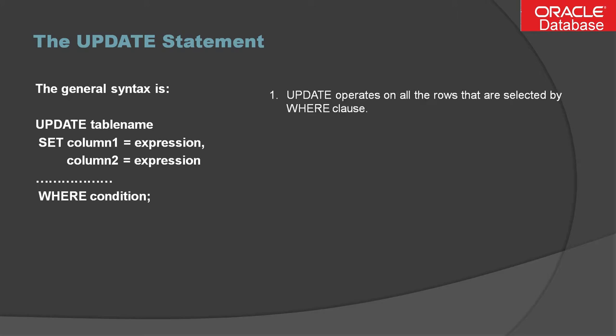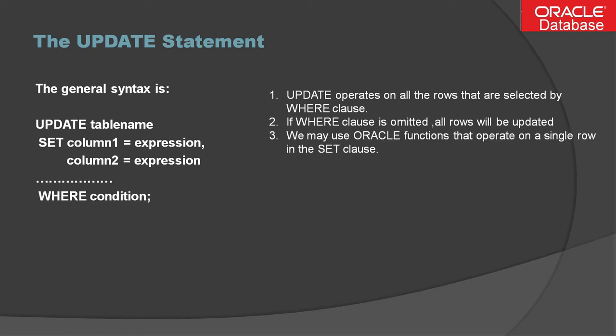So here are a few key points to always keep in mind when you try to update data in your table. First, update operates on all the rows that are selected by the where clause. Second, if the where clause is omitted, then all the rows will be updated. Third, you may use Oracle functions that operate on a single row in the set clause. So here you can use some functions which work on a single row. Fourth, multiple set assignments are allowed in the update command.